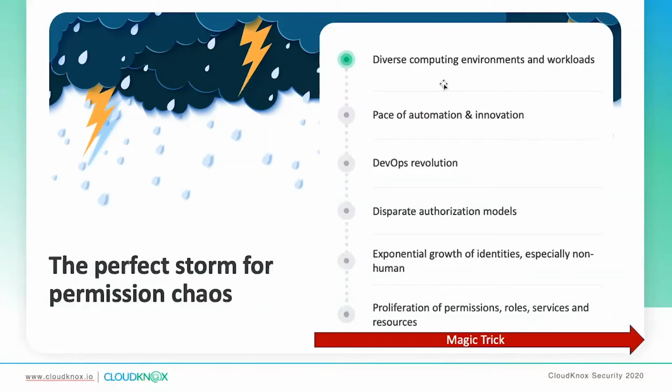So this proliferation of permissions, roles, services, resources, and more is truly growing like a carbon life form. So we'll talk more about how you can identify that risk and then talk a little bit about how CloudKnox helps with that too. Back to you, Mark.